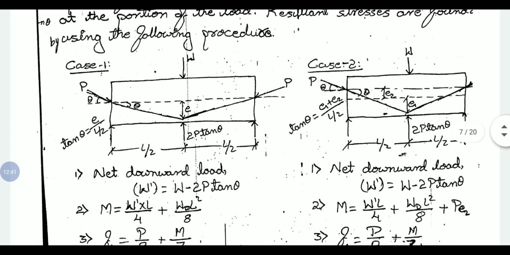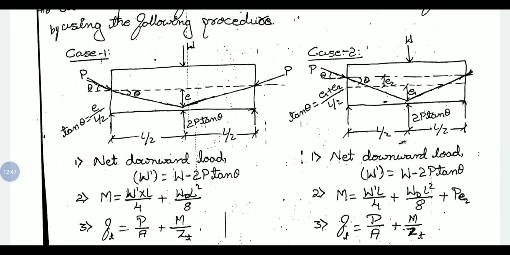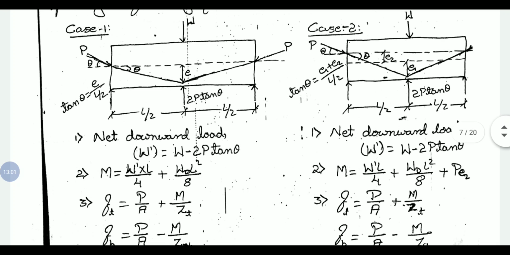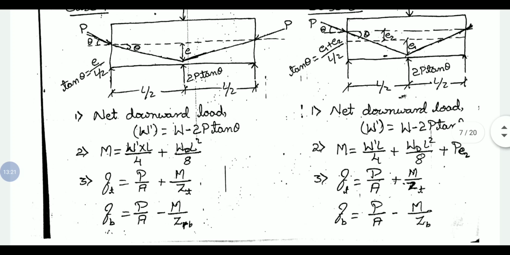In this case we have two different parameters. To balance the load, we need to calculate the net downward load. W is the total dead load and live load, and 2P tan theta is the component of the pre-stressing force P. For that, W dash L by 4, since we are using a point load, will be the moment of the point load. W DL squared by 8 is for the UDL, that is the dead load. So here we don't have eccentricity at supports, so we directly calculate Ft and Fb.